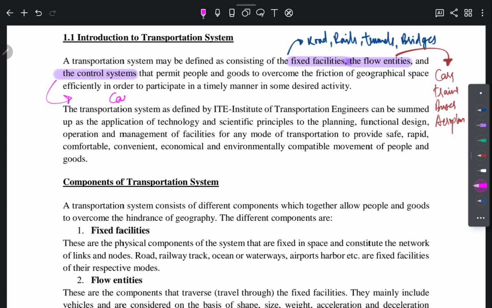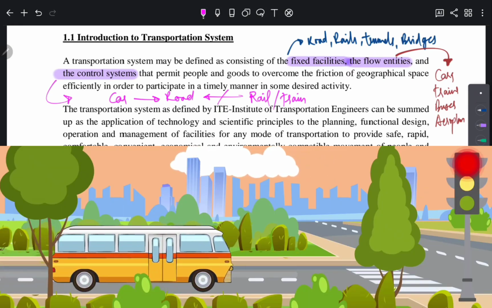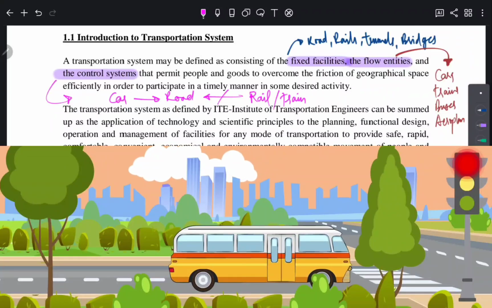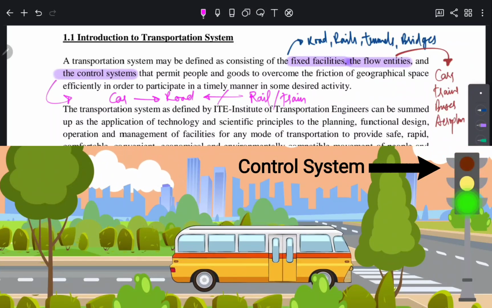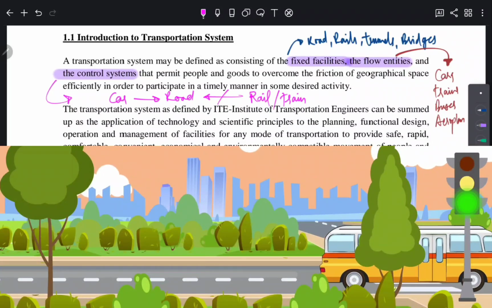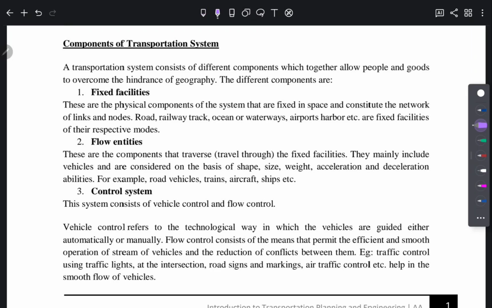For example, a car will only run on a road, but a train cannot run on a road. Likewise, we create a bypass around a city. So a heavy vehicle like a truck will use that bypass so that it will not create any disturbance in the city. Another example of a control system can be a traffic signal which guides the vehicles. Similarly, a breaker or signage that restricts a vehicle to a defined limit. So these are the three major components of a transportation system. Definitions of these components are given here, so you can read them side by side.